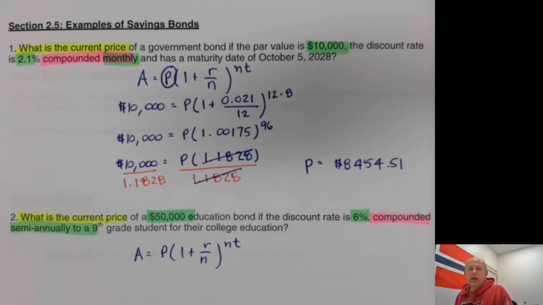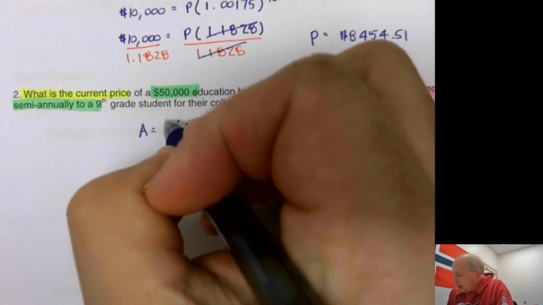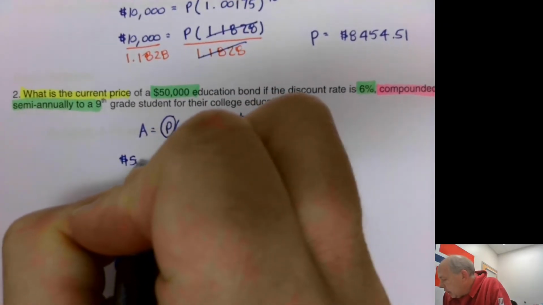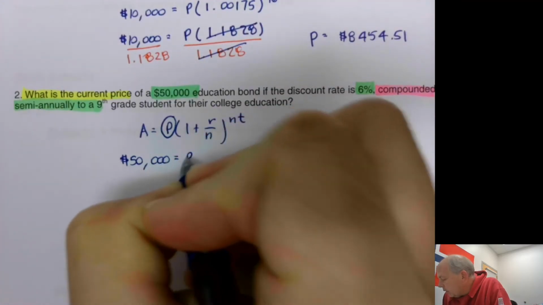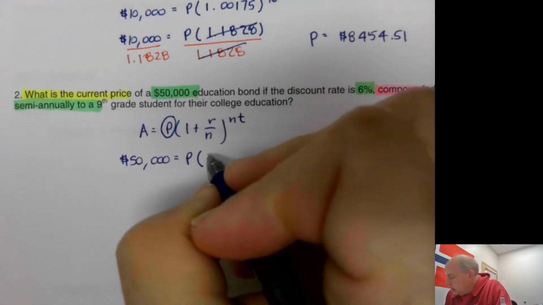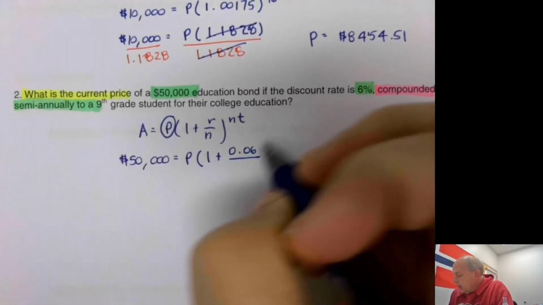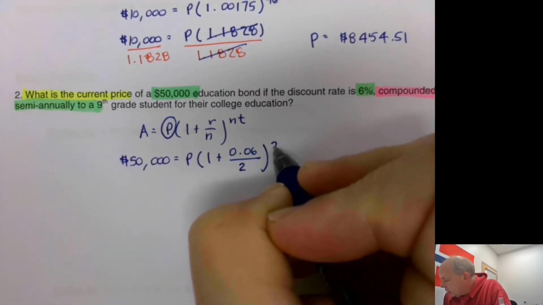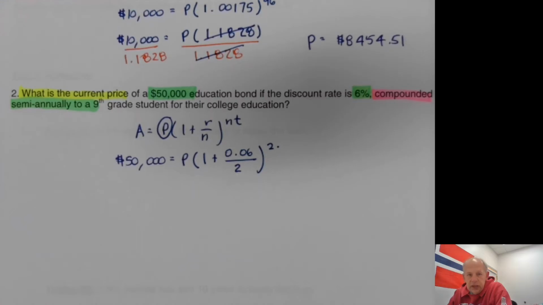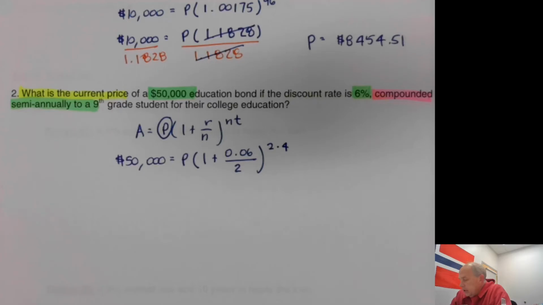Let's take a look at another one very similar to this. This time, we want to figure out again the current price of a $50,000 education bond. That's what it's going to be worth in the future. We want to purchase this bond for some value P. We know the interest rate is 6%, and this is compounded semi-annually for a ninth grader for their college education. So this bond is going to be held for 4 years.